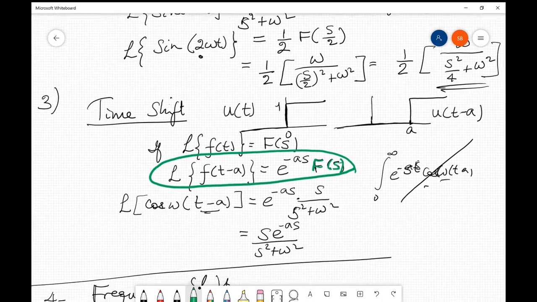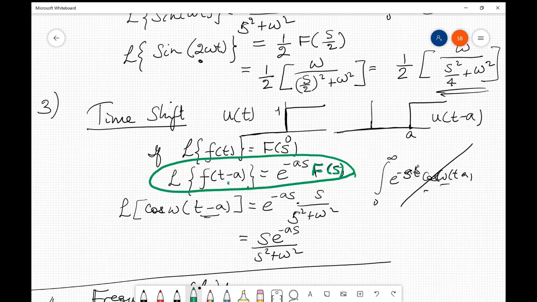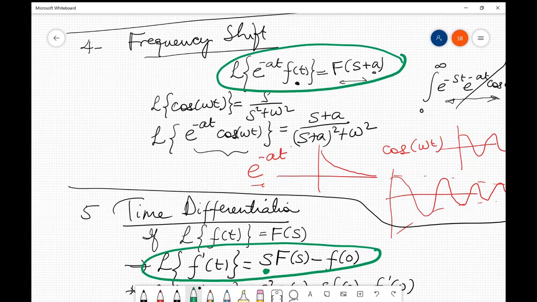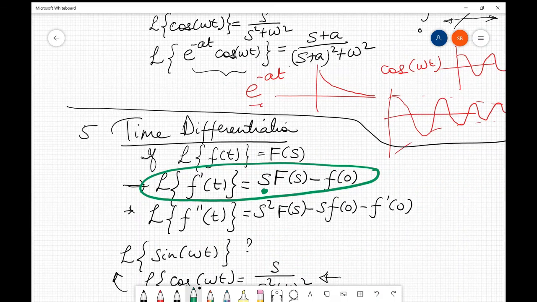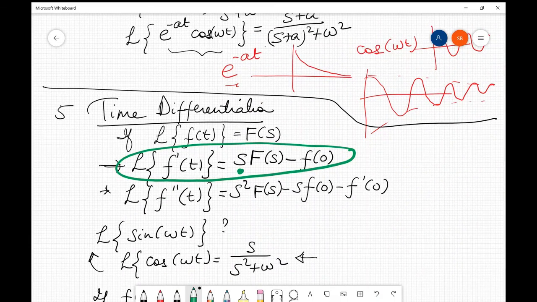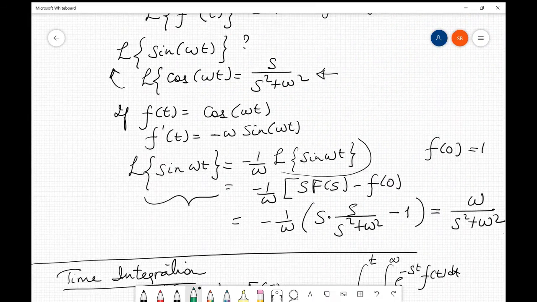And time shift tells us that if you shift it in the time domain, in the Laplace domain it is the same as multiplying it by a decaying exponential function. And if you multiply it in the time domain by a decaying exponential function, in the frequency domain it is just shifting it. That's why it's called frequency shift. Time differentiation: if the Laplace transform of a function is F of s, then the Laplace transform of its differentiation is s multiplied by F of s minus f at 0.